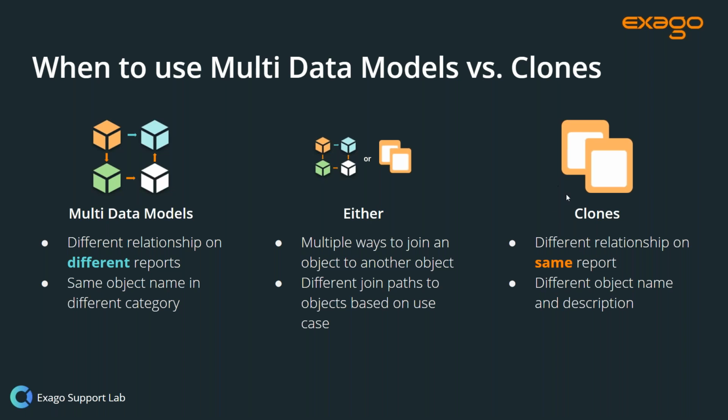The clones feature is most useful when you need to have the same object on a report related to something differently. So in this case, that professor's object is going to appear on the same report more than once, once as the professor teaching the class and once as the student advisor, right? So that's really a key distinction in why you might use one versus the other.